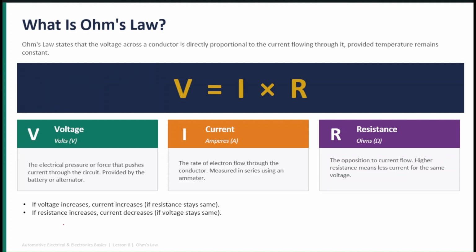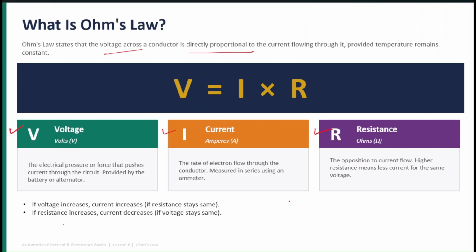Ohm's law states a relation between three things. One is voltage. Voltage is a pressure by which electrons are flowing through a conductor, which is called current, and resistance is the opposition to the flow of current, which we have learned in previous lessons. What Ohm's law states is that voltage across a conductor is directly proportional to current if resistance remains constant.